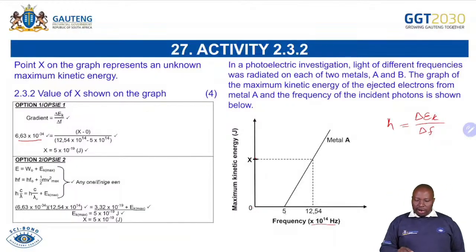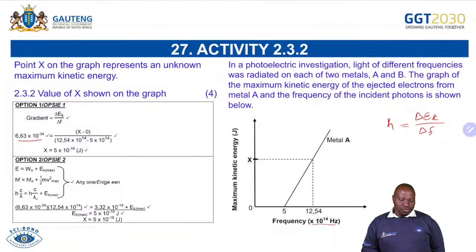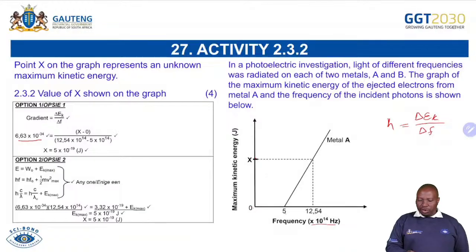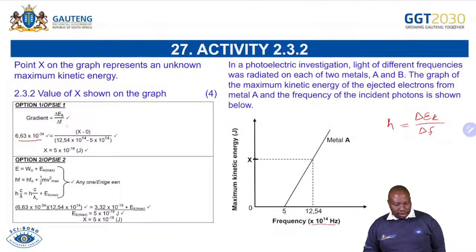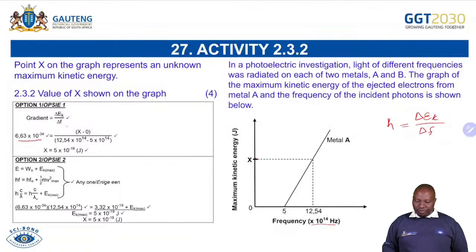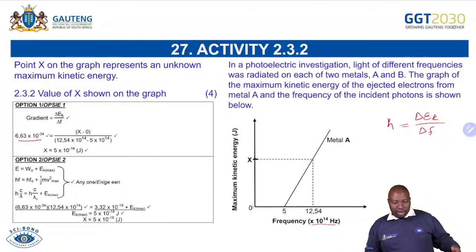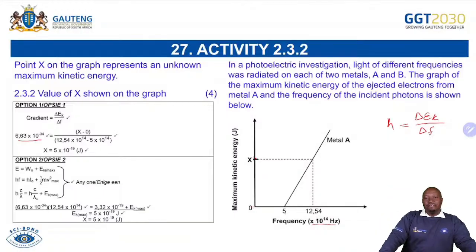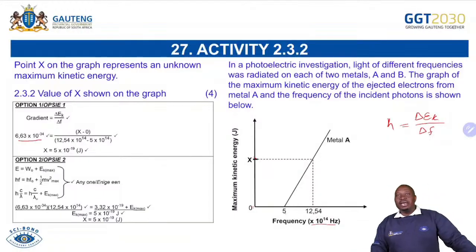And you are able to get 1 mark for writing the correct formula of your gradient. And then you get another mark for substituting your Planck's constant, your h, which is 6,63 times 10 to the power of minus 34. And then we're saying now change in y is X minus 0. You're able to write that. Change in x, you're able to write that. Then you get another mark. So already you have 3 marks. You are only left with 1 mark of doing the maths.